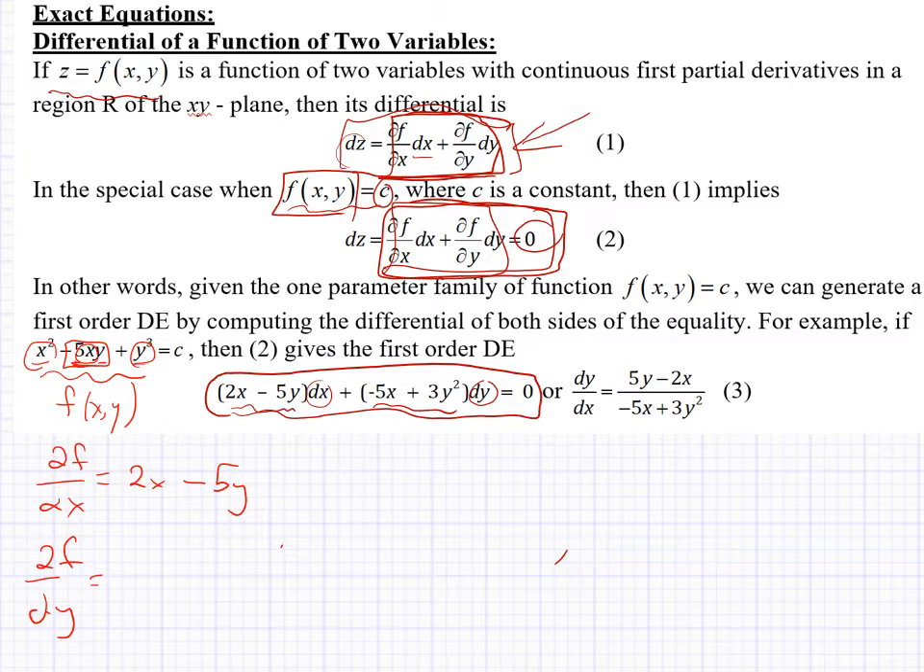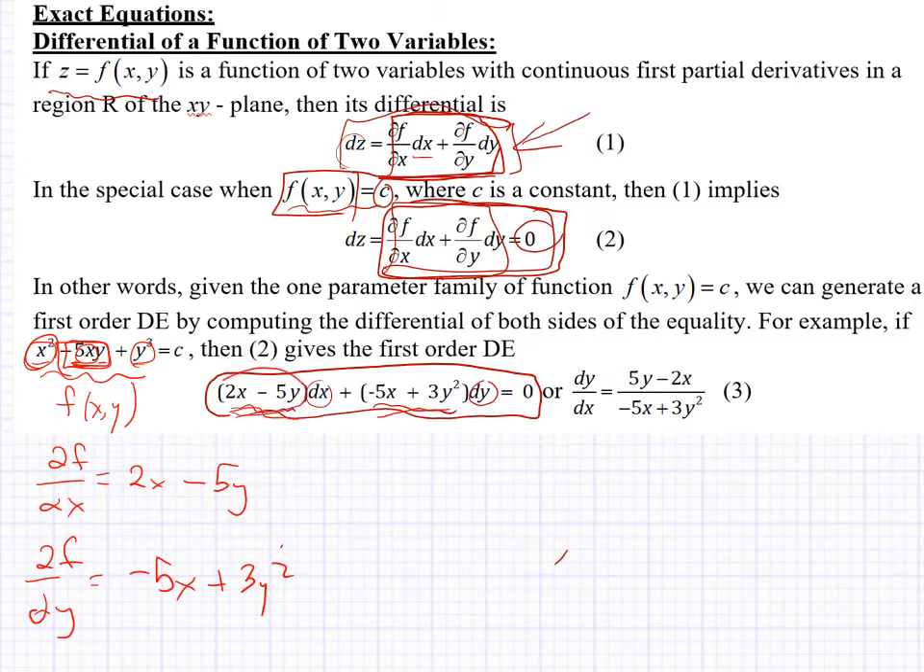Then we do the same thing again with y. y is our variable, so x is treated like a constant. So x squared would then be 0 because x is a constant. Negative 5xy would be minus 5x this time because the 5 and the x are constants, but y is my variable. And then the y cubed would be 3y squared. And then I look at that in respect to what I have here.